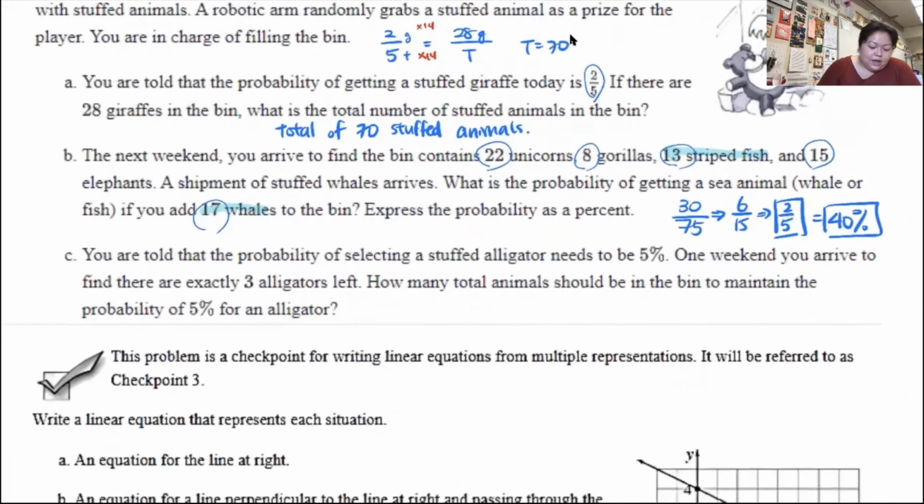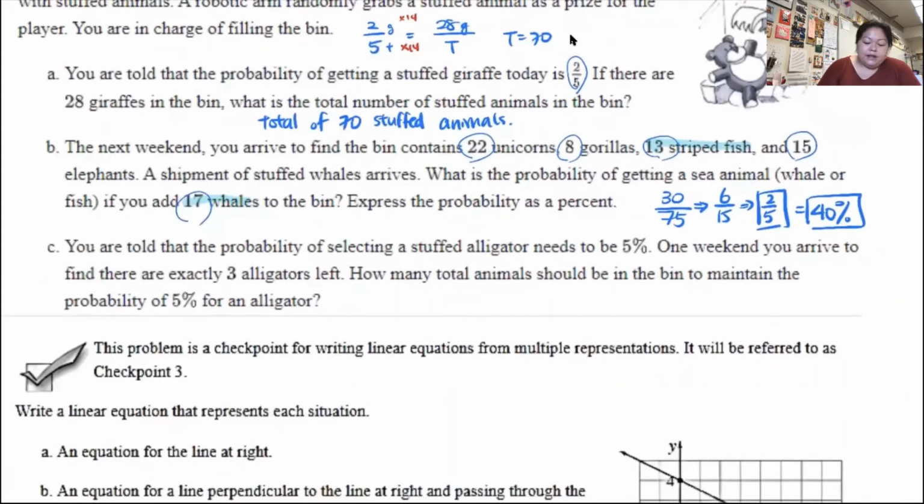Okay. You're told the probability of selecting a stuffed alligator needs to be 5%. One weekend you arrive to find there are exactly 3 alligators left. How many total animals should be there to maintain the probability of 5% for the alligator? First thing you want to do is change the 5% into a fraction. That way you can create ratios again. 5%, that's 5 out of 100. If we reduce that down, it's 1 out of 20.